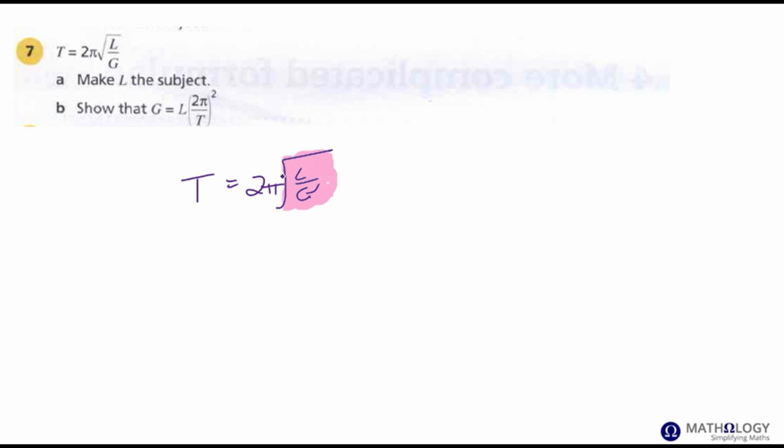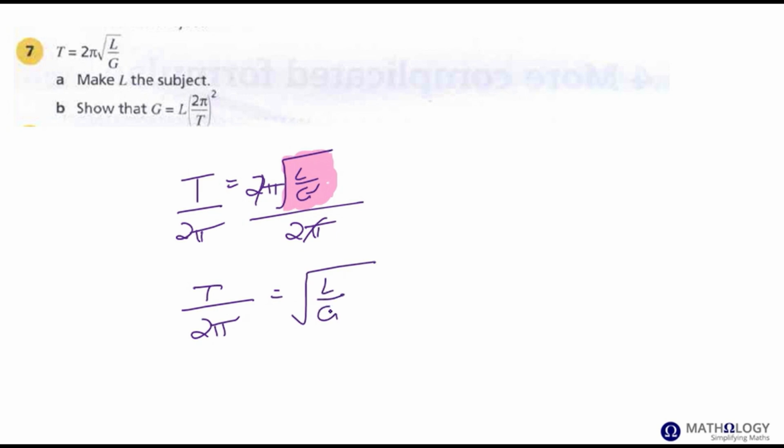So because 2 pi is multiplied by the square root bracket, we're going to first divide by 2 pi. We divide both sides by 2 pi to remove 2 pi. So T divided by 2 pi equals the square root of L divided by g. Now, looking at the fraction L divided by g, we can't do anything with it yet because it's still tied down and bound by the square root bracket. So to remove that square root bracket, we have to square both sides, because squaring is the reverse operation of a square root. When you square a square root, you're essentially cancelling out that square root bracket.